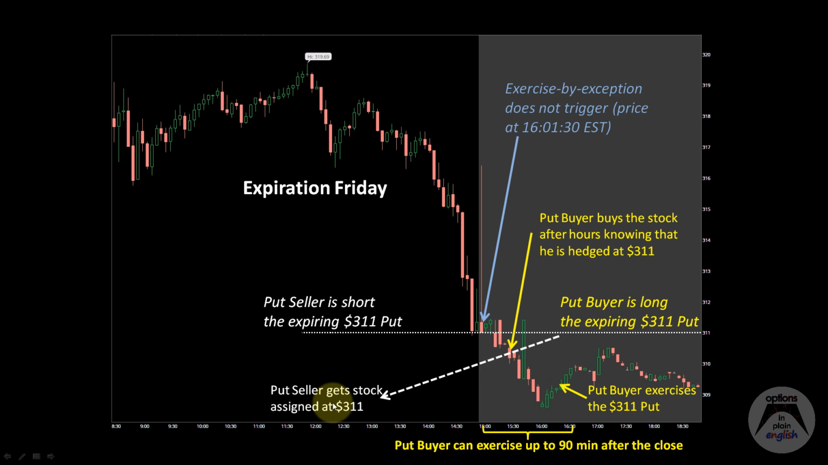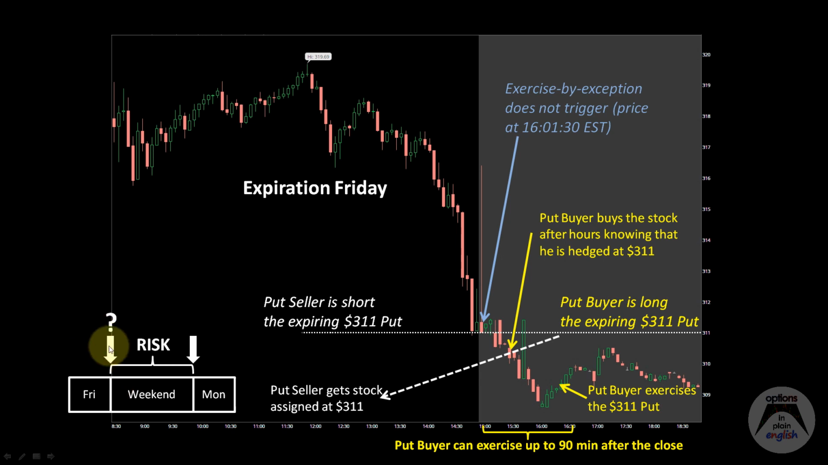So this is the situation where you're now going to have stock assigned to you over the weekend. Now you're going to have risk that you didn't know that you had. On Monday morning, you're going to come in and you're going to be long the stock, in this case Apple. And what if Apple's trading at 250 by the time you come in Monday morning? You're going to have a huge loss from 311 to 250. So $61 of loss that you were not aware that you had, because in your mind, your 311 put expired worthless. Yes, it did, but after hours you got assigned because the buyer decided to exercise.